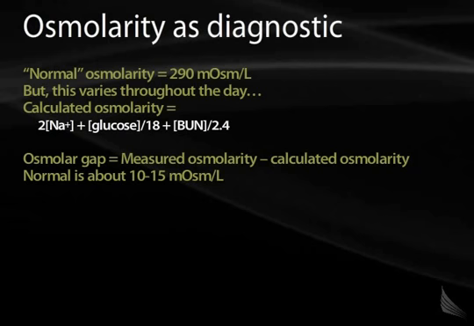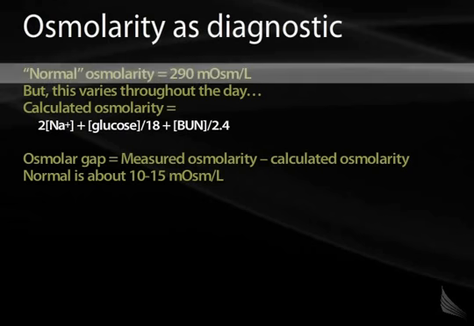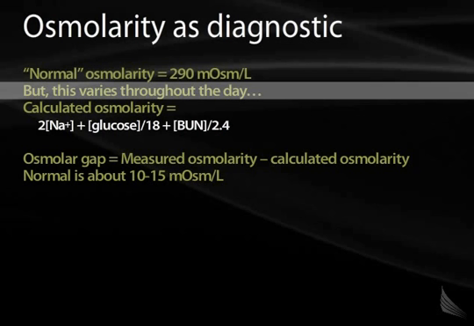In addition, osmolarity can serve as a diagnostic tool. As mentioned earlier, the normal osmolarity is typically around 290 milliosmoles per liter. But it's important to recognize that this value can vary throughout the day. So for any given patient, their osmolarity may vary from between 280 to approximately 300 milliosmoles per liter.